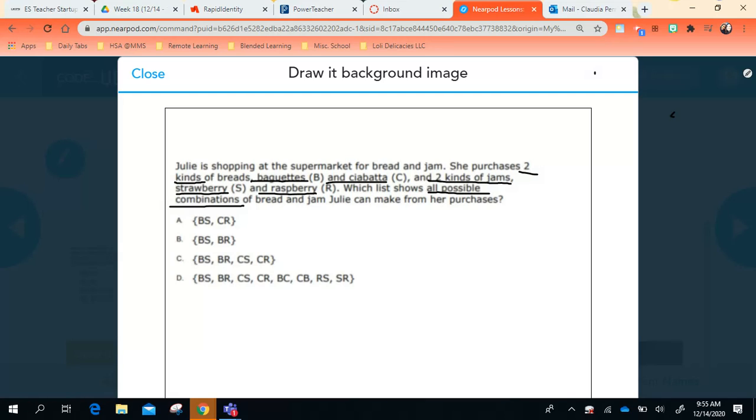If you're going to do breads and jams, remember your top is going to be bread, or you could do the jams, and then your branch would be the second choice. So maybe it would be baguette and then ciabatta, and your branches would be jams.